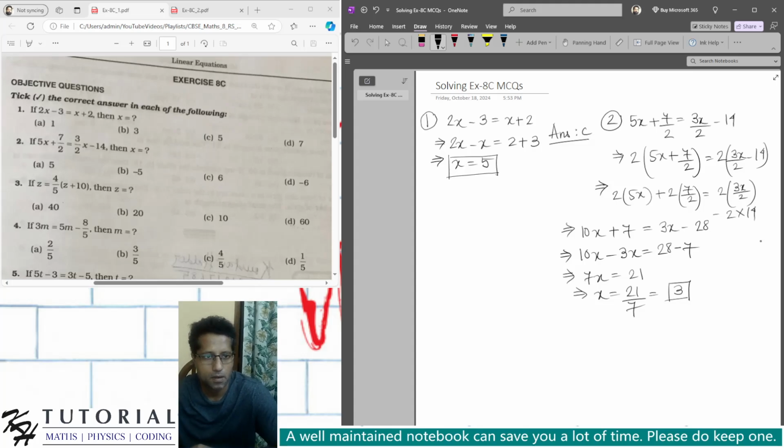Let me check. 5x plus 7 by 2 equals 3x by 2 minus 14. Okay. Then multiplying both sides by 2, we get 2 into 5x plus 7 by 2 equals 2 into 3x by 2 minus 14. Okay. And then we have 10x plus 7 is equal to 3x minus 28.